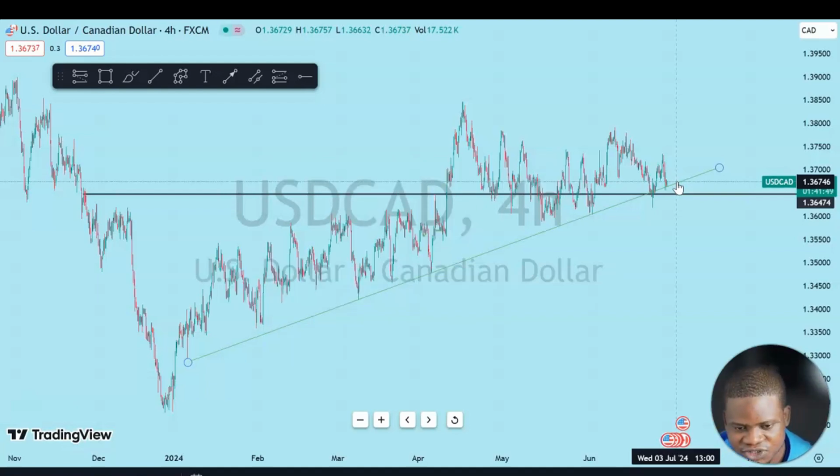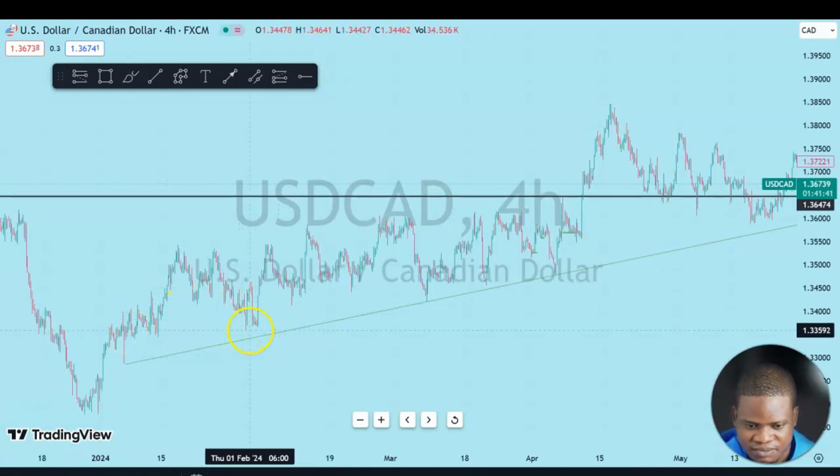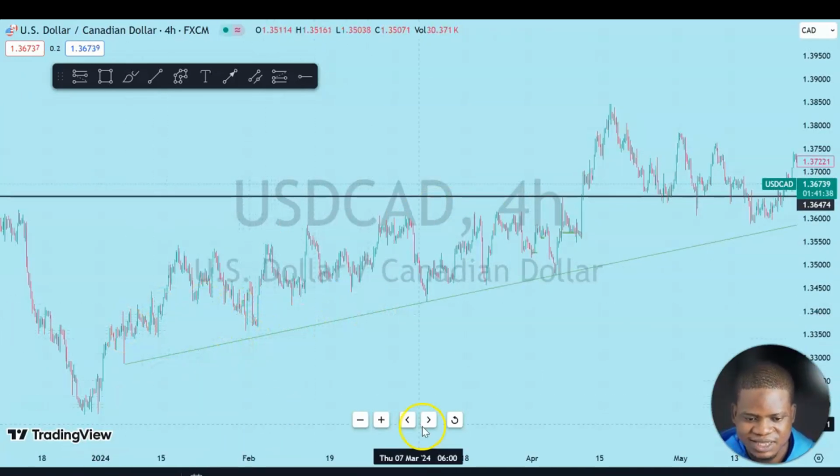Also, you have to understand that trend lines are not always smooth, because trends are not always smooth. You see that there are some places in this chart where the market does not touch the trend line. It doesn't mean that the trend line is not valid.